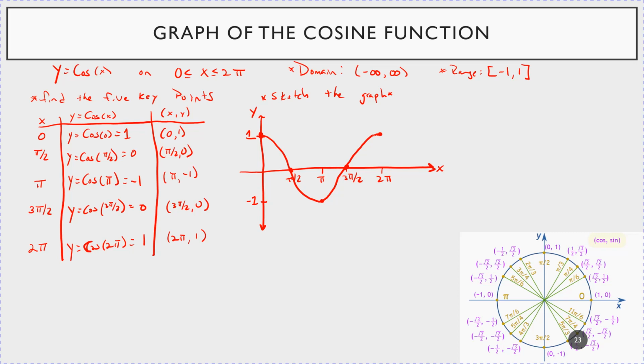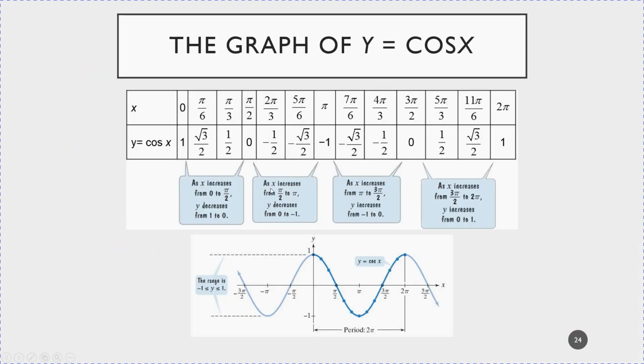All right, so not bad. Again, you're going to find the key points, and it's going to fall right into place. So what I have here is a little bit more of a full graph of it, so you can see, with more test points from the unit circle, how you get this nice smooth curve here. And then again, I said the domain is all real numbers, and this is a periodic function, so it's just going to repeat.